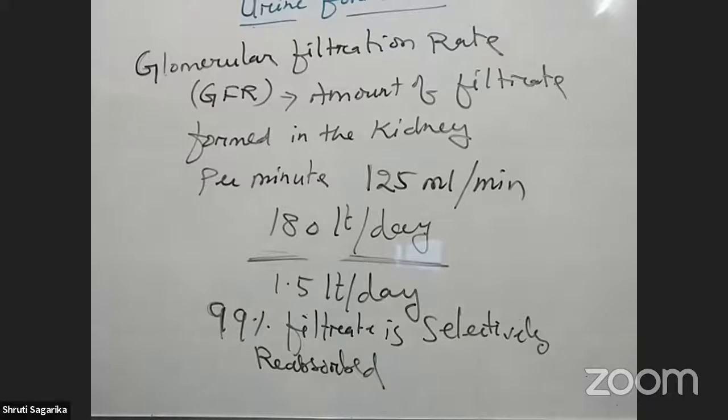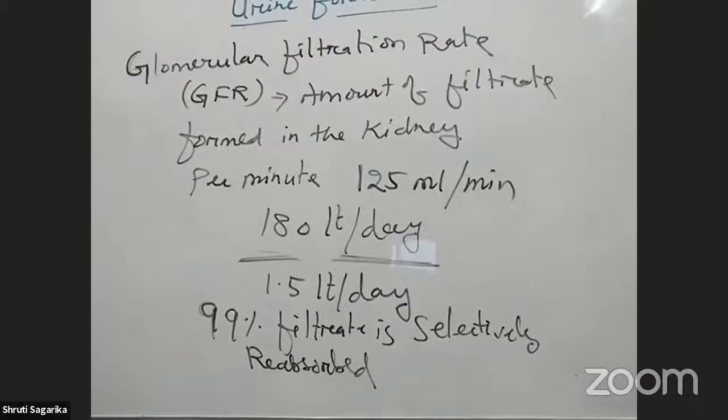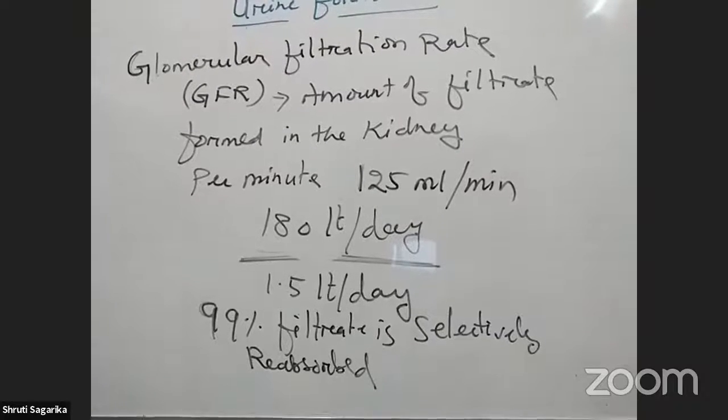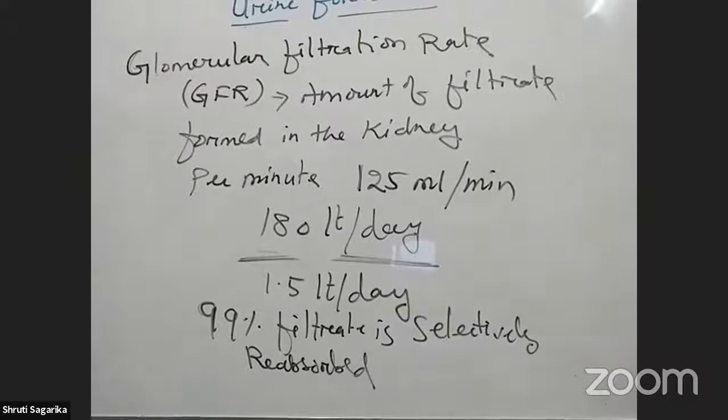Okay. Now, the kidney has a built-in mechanism for the regulation of glomerular filtration rate. So what happens? The mechanism is carried out by juxtaglomerular apparatus. Shall I erase this part? Yes, ma'am.